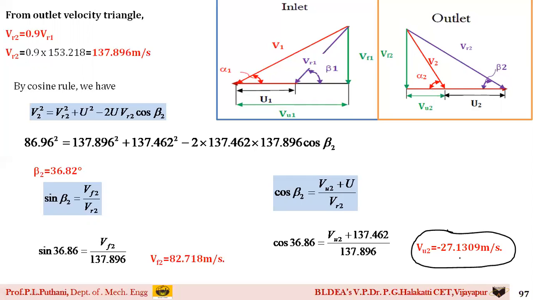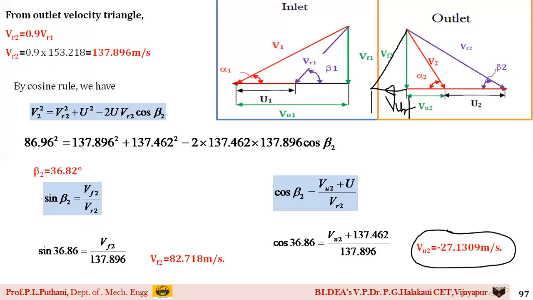As the VU2 value is negative, we need to shift this absolute velocity V2 to the other side, that is to the other side here. This is the other side, and the new VU2 will be shown in this direction, the arrow mark. This is our new VU2. So here this negative sign is indicating the direction of the VU2, but the magnitude remains the same itself.